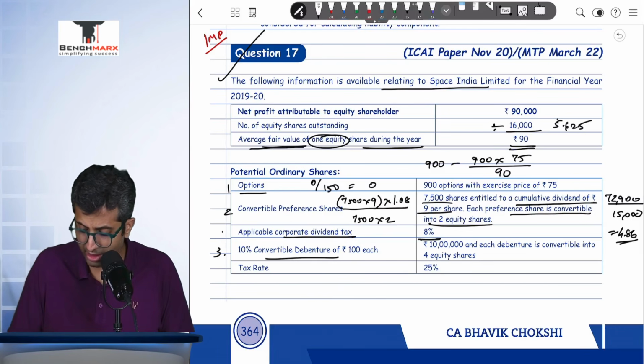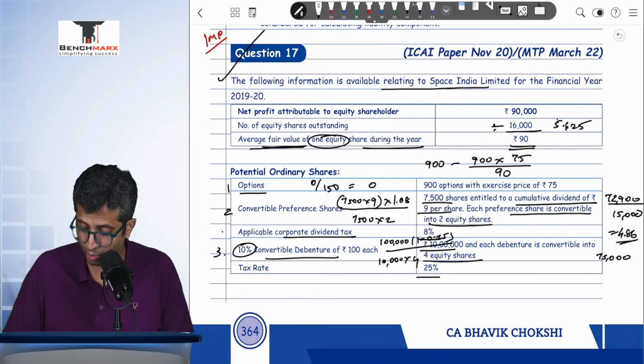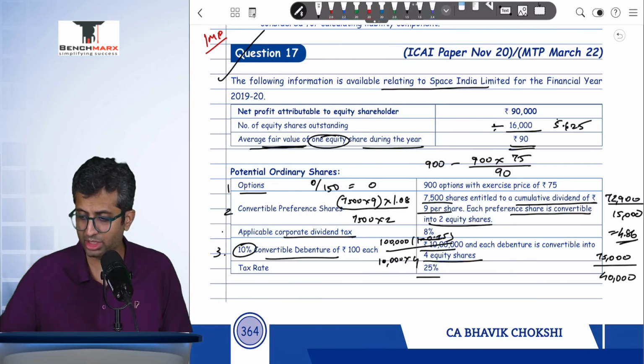Third, for convertible debentures, 10 lakhs, and each debenture is convertible into 4 shares. 10 lakhs into 10% will come to, let us say, 1 lakh. Tax rate is 0.25, so this is 1 lakh into 1 minus 0.25. So this will be 75,000. And 75,000 divided by every instrument, that is 10 lakh divided by 100, that is 10,000 instruments, gets converted into 4 shares. This is divided by 40. 75,000 divided by 40 comes to 1.875.